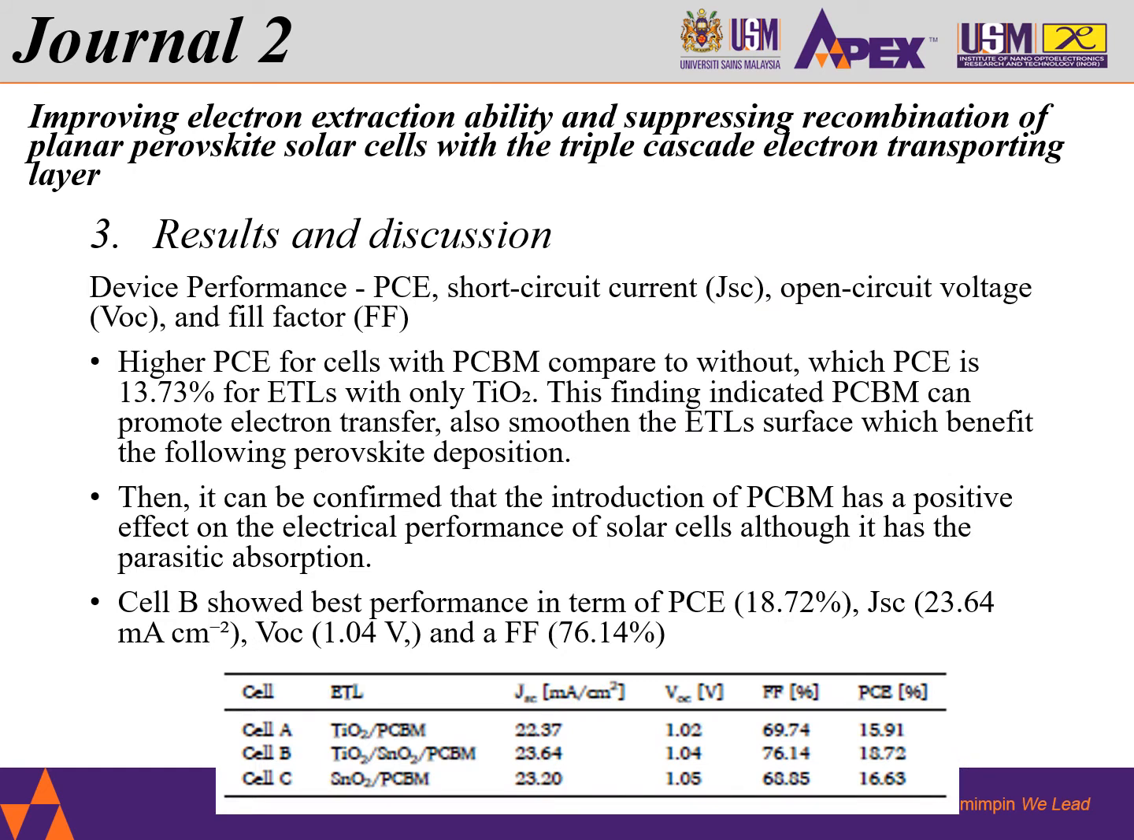So coming to the device performance, comparing the one with PCBM and the one without PCBM, the one with PCBM shows a better PCE, which is 13.73%. This finding indicates that PCBM is still able to promote the electron transfer, smoothen the ETL surface, and benefit the following perovskite deposition. So it can be confirmed that even though the PCBM showed parasitic absorption in the previous characterization, it still has a positive effect on the electrical performance of the device. Among all the three samples with PCBM, the one with triple layer shows the best performance.